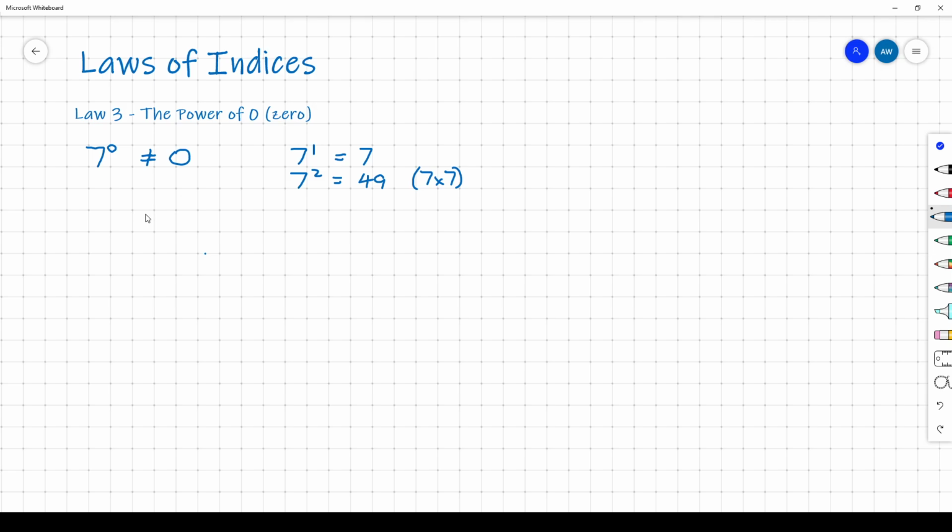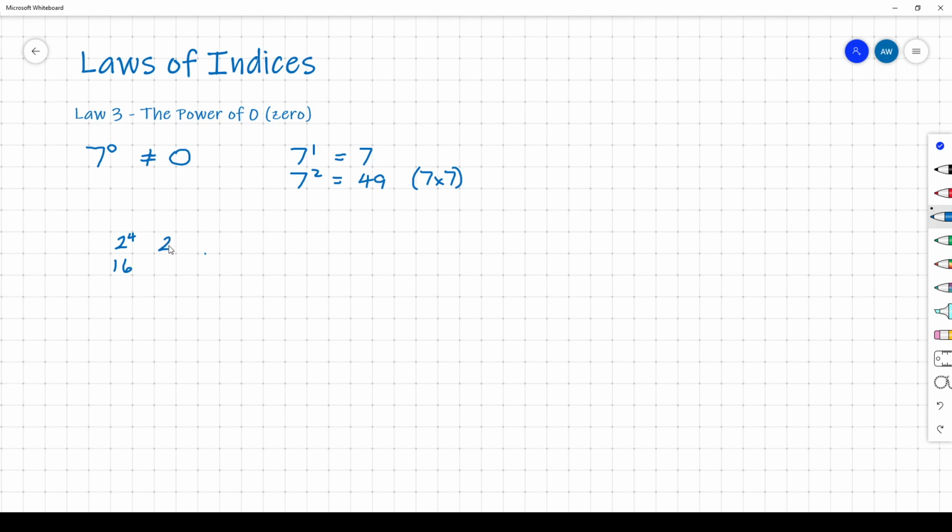Okay, so how can we work out what it is? Well, the best way of doing it is to look for a pattern in powers of numbers that we do know. So let's look at powers of 2. I'm going to do a little table on here. Let's look at 2 to the power 4. What is 2 to the power 4? Well, it's 2 times 2 times 2 times 2. 2 times 2 is 4, times 2 is 8, times 2 is 16. So 2 to the power 4 is 16.